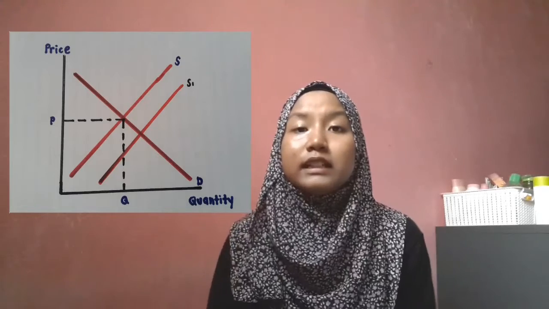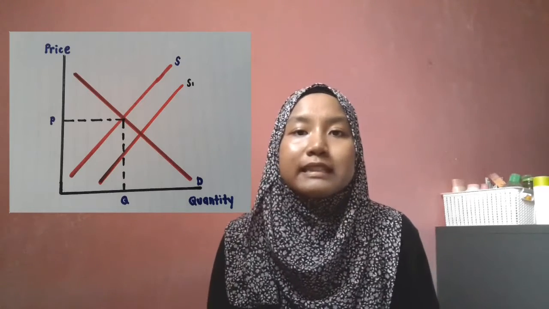Next, increase in supply. An increase in supply results in a rightward shift in the supply curve, leading to a new equilibrium point, which is the intersection point of demand and the new supply curve. We now proceed to the effect of the increase in supply on the equilibrium price and quantity. When supply is increased, the supply curve shifts to the right, from S to S1.